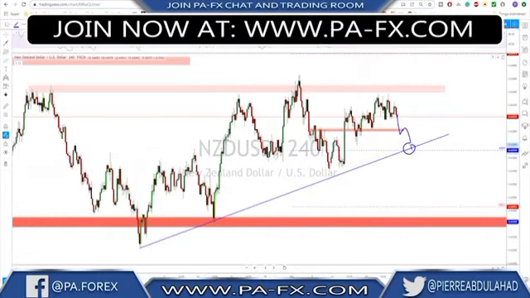Looking left here, it was resistance, then started acting as support down here, and we have the monthly pivot point as well as the trend line on the 4-hour time frame.